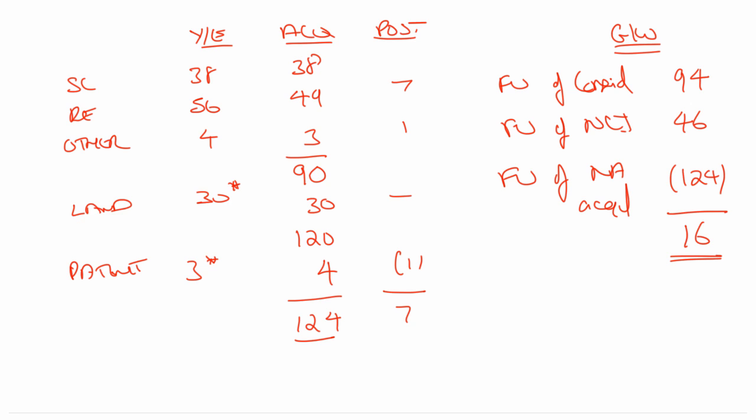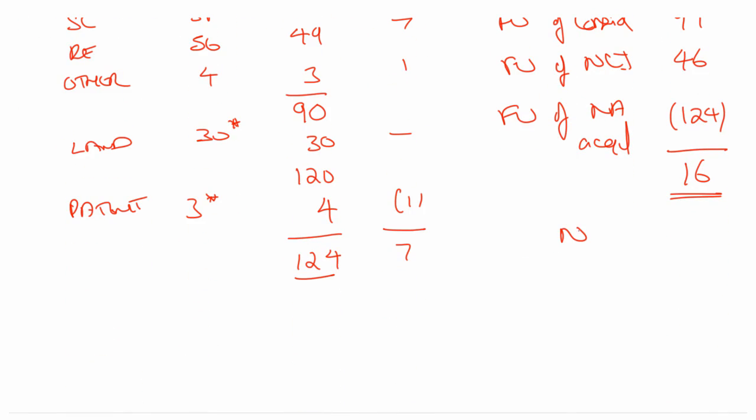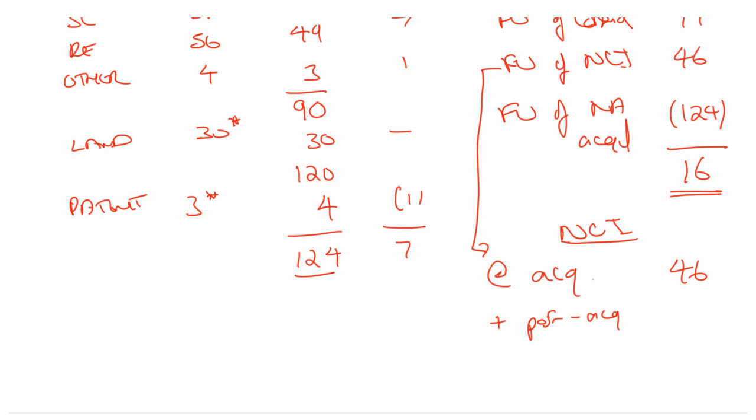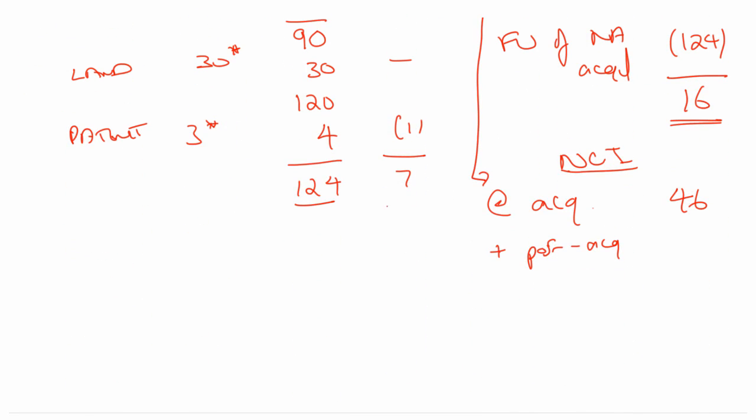So go put goodwill of 16 into my SFP as long as there's no impairment and goodwill on acquisition is not impaired. Finally then, I've got to deal with this further addition. Before I can do the further addition, I need to know what NCI was at the date of the further addition. So, as usual, at acquisition, 46, plus post-acquisition, we acquired 70%, I think. Can we just check? Yeah, we acquired 70, so NCI would be 30, so they would get their 30%. 30% of 7 is 2.1, so at the year end, they would be at 48.1.